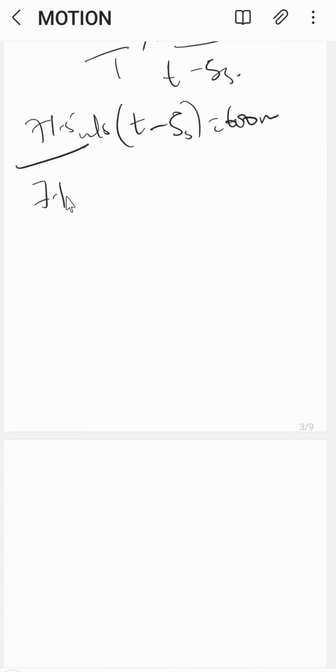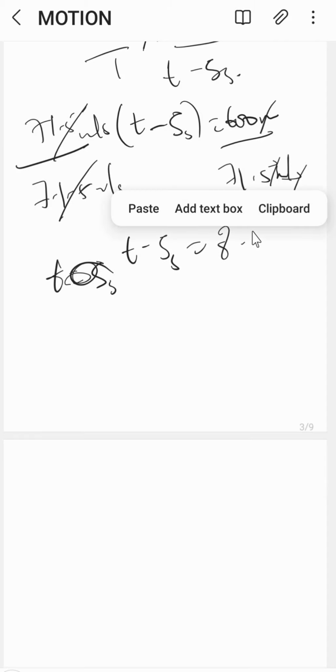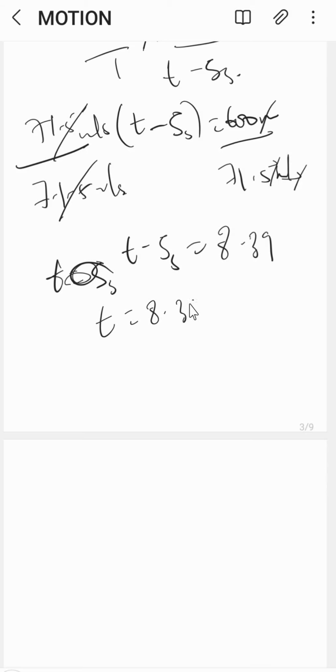You can make your life easier by just multiplying directly from there. Meters per second, you cancel. Sorry, time minus 5 seconds is equal to, here there's meters, here there's meters, the meters will cancel out, and you remain with 600 divided by 71.5. That should give you 8.39, so time minus 5 is equal to 8.39.